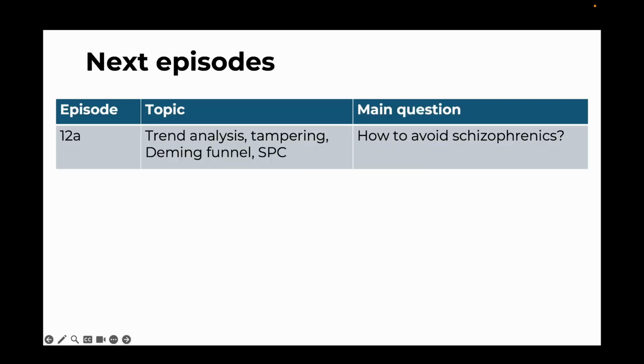Now, this is the next episode, an extra to episode 12, where we will speak about things that are not very common with environmental management. So trend analysis, tampering, according to what Mr. Duran teaches us, the Deming funnel, and statistical process control. Yeah, the main question is how to avoid schizophrenics.